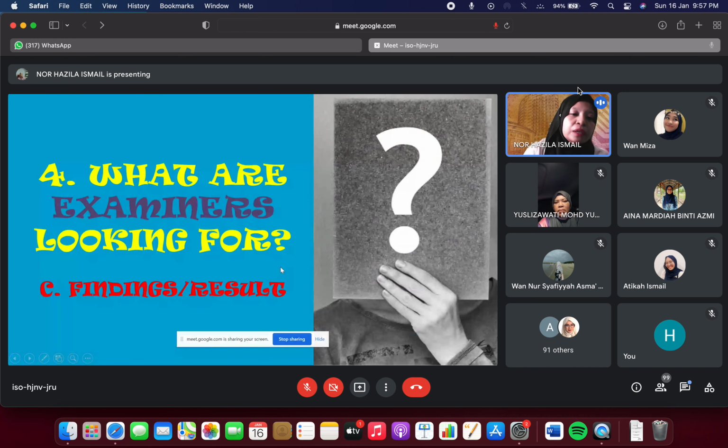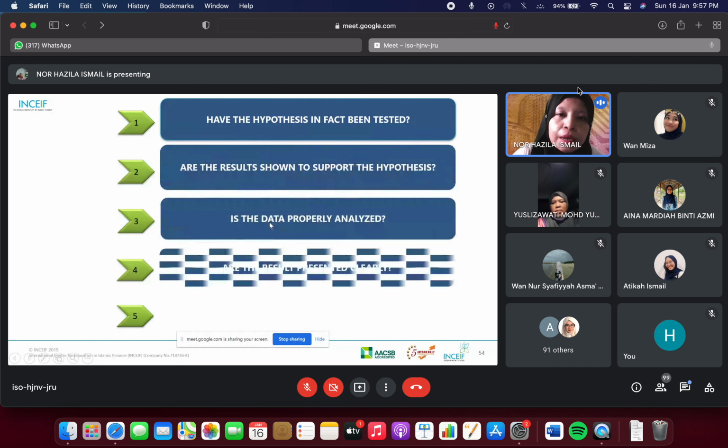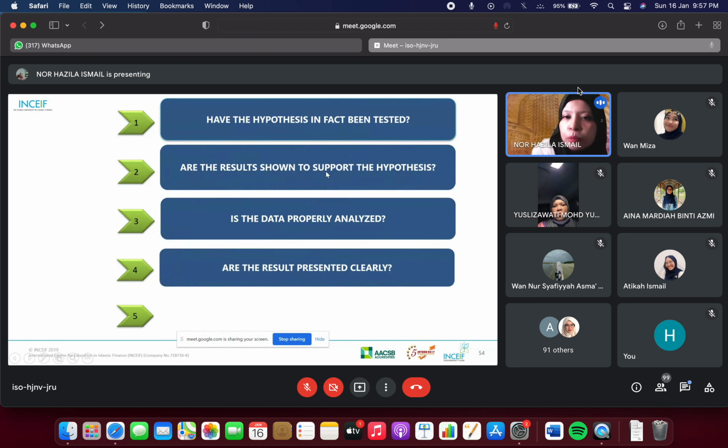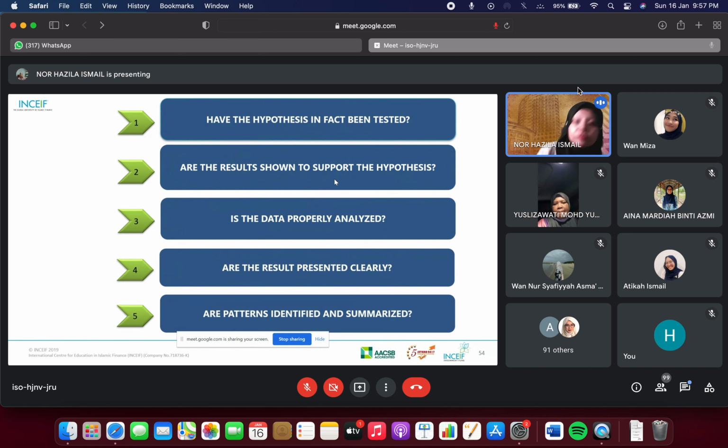And then what are examiners looking for in the findings? Dia tengoklah, okay, adakah result tu supported the hypothesis? And then is the result presented clearly, is the pattern identified and summarized? So as I mentioned before, during the finding or result presentation, be precise, be accurate, be tepat, as what is being reported in your report. I have been through a few presentations where result dalam report lain, result dalam slide lain. Kan kita tengok slide, mana ni nama IV lain, tengok dalam report lain.